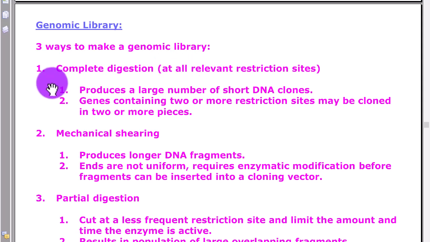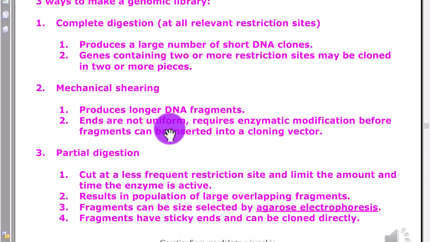Genomic library: complete digestion at all relevant restriction sites produces a large number of short DNA clones. Genes containing 2 or more restriction sites may be cloned in 2 or more pieces.